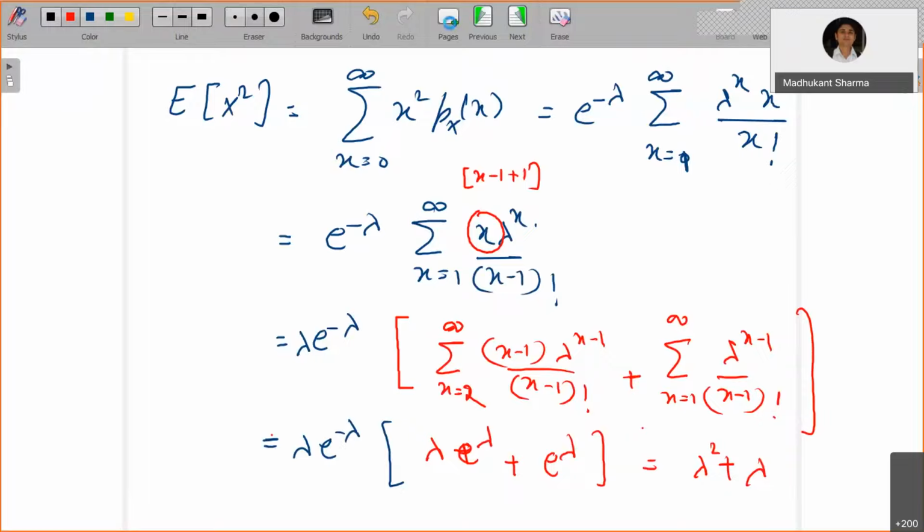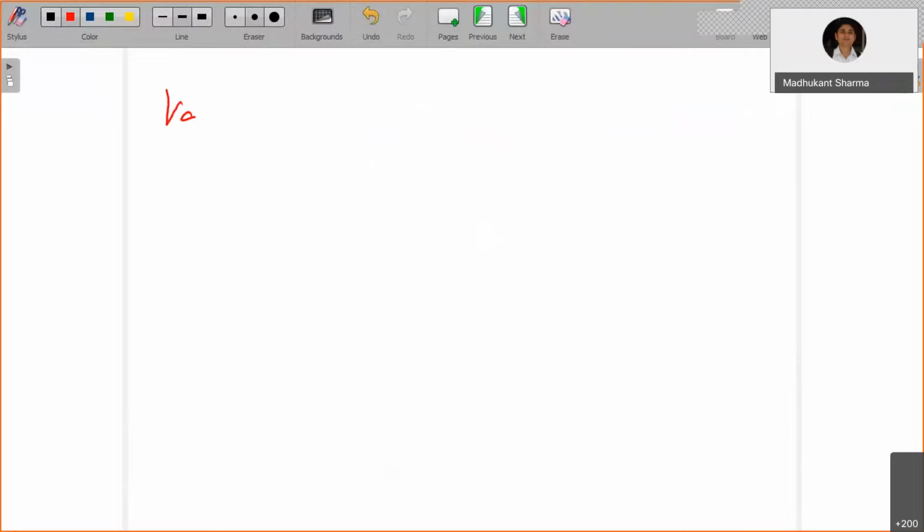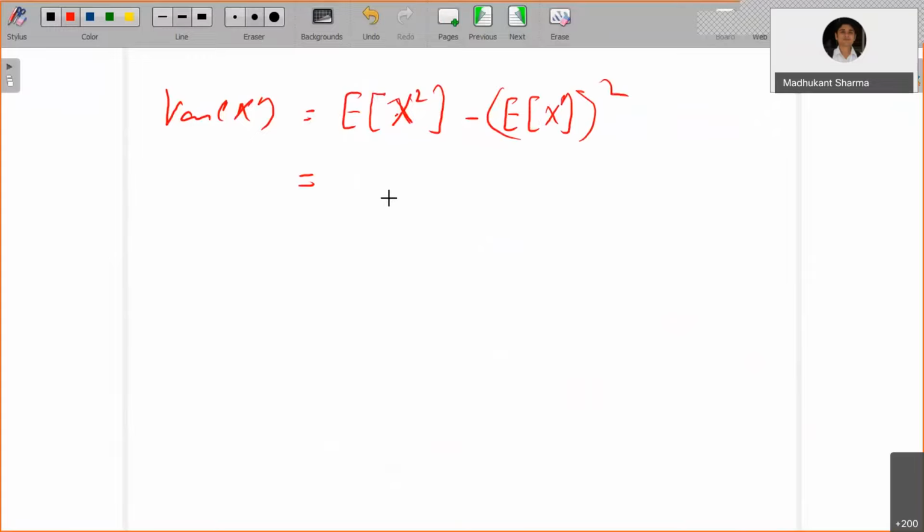So from here, you can straightforwardly find the variance. Variance of x is equal to expectation of x square minus expectation of x whole square. Expectation of x square is lambda square plus lambda, and expectation of x whole square is lambda square. So lambda square gets cancelled, and it is going to be lambda, which is nothing but the mean. So for this Poisson distributed random variable, expected value and variance are both the same. In the limiting case, again, you can say in the binomial.